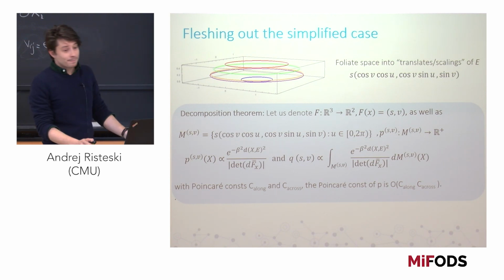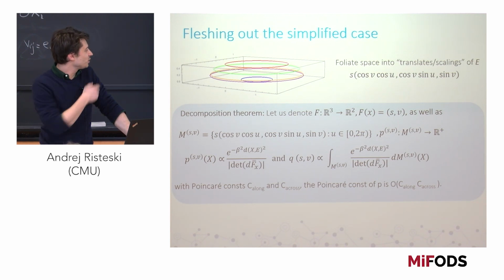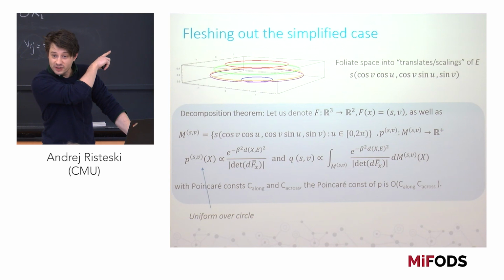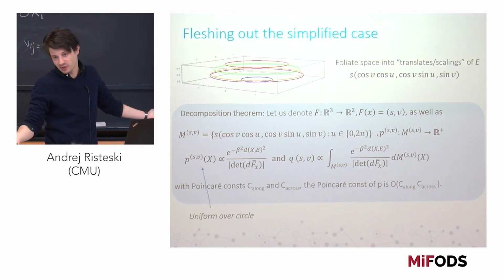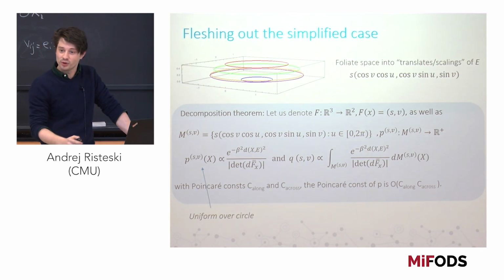Yeah, so the Ricci curvature gives you the Poincare constant. I guess maybe that was going to be my next thing. If I look at P_{S,V}, because I took these things to be level sets, P_{S,V} is essentially a uniform distribution over the circle. A uniform distribution over the circle has a good Poincare constant because the circle has positive Ricci curvature. So that's why this one has a good Poincare constant.